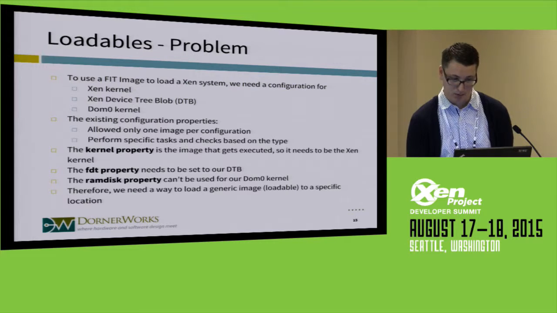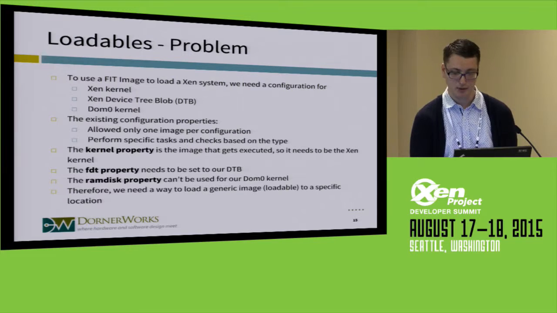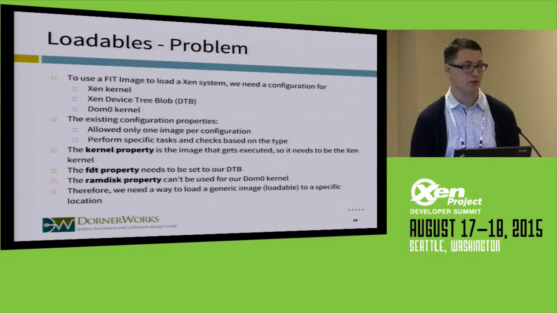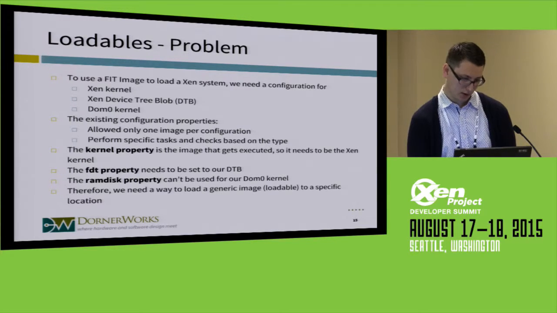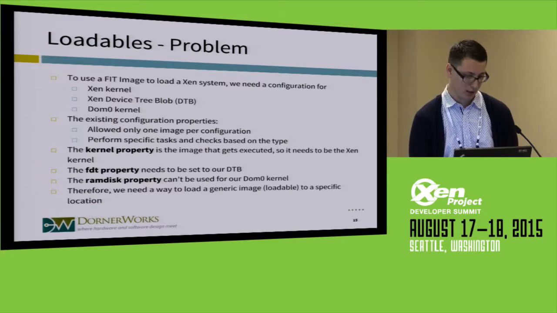The loadables, which is a new configuration property, is what DornerWorks added. So again, our problem: if we wanted to load a Xen system, we need to generate a FIT image with a Xen kernel, a DTB, and a Dom0 Linux kernel. The kernel, FDT, and RAM disk configuration properties can only have 1 image per configuration node, and U-Boot performs specific tasks and checks based on the image type. So when trying to set up a configuration for Xen, the kernel configuration property is what gets executed. So that needs to be the Xen kernel.